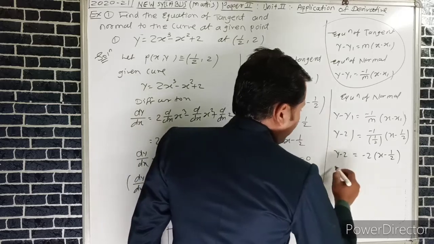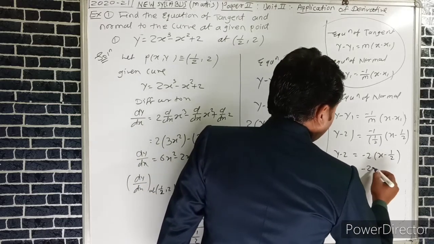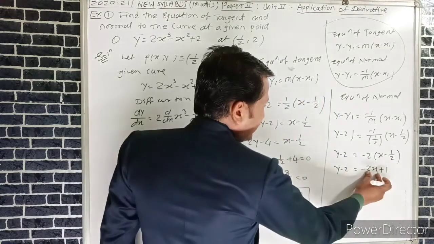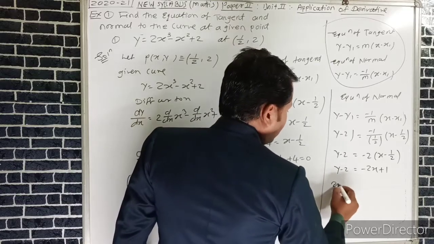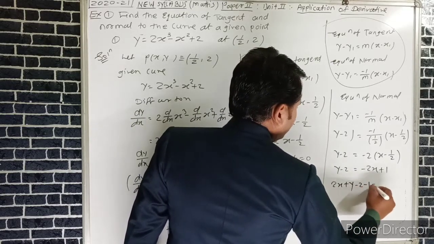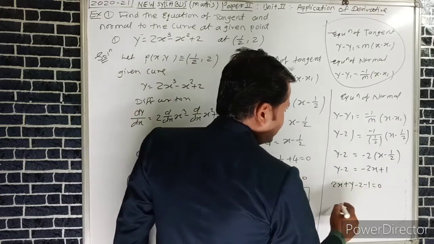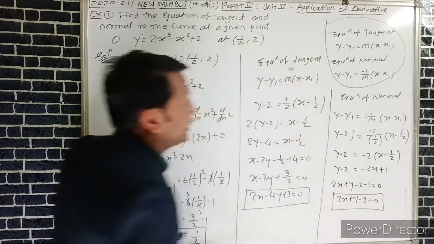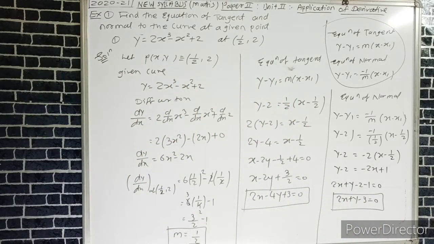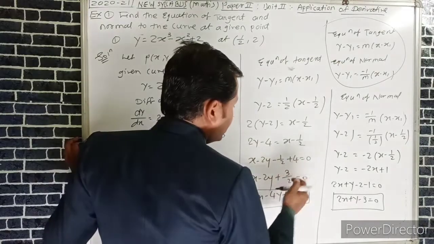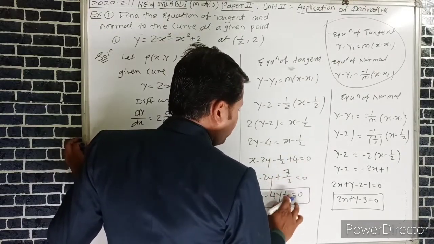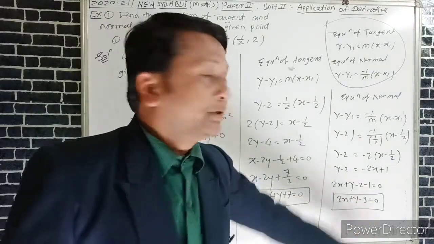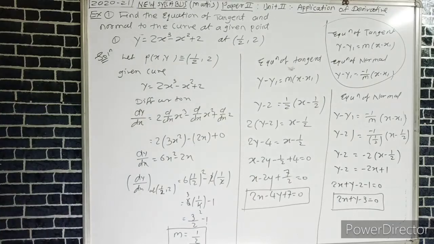So y minus 2 is equals to minus 2x plus 2 upon 2, which is 1. If we take this minus 2x to the left side, we can write 2x plus y minus 2 minus 1 is equals to 0, and minus 2 minus 1 is minus 3. So 2x plus y minus 3 is equals to 0, which is the equation of normal. So 2x minus 4y plus 7 is equals to 0 is the equation of tangent, and 2x plus y minus 3 is equals to 0 is the equation of normal.